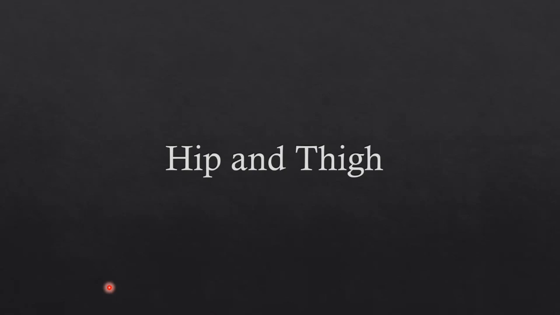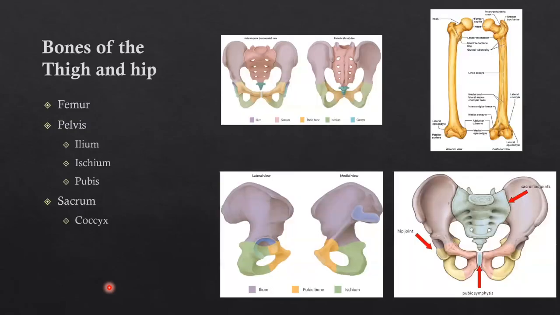Right, welcome to the lecture on the hip and the thigh. This will begin our lower limb portion of the kinetic anatomy course. Some bones here to consider for the hip joint. We have our femur bone, which is the longest bone in our body.